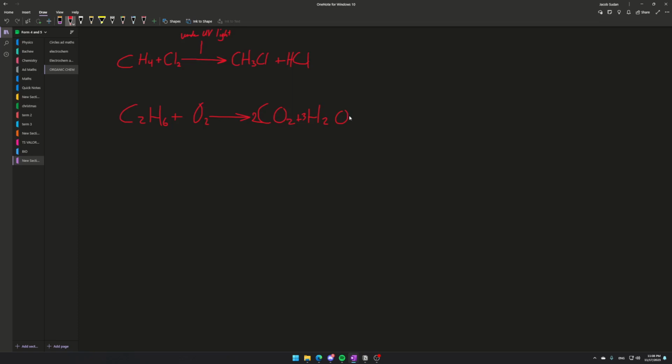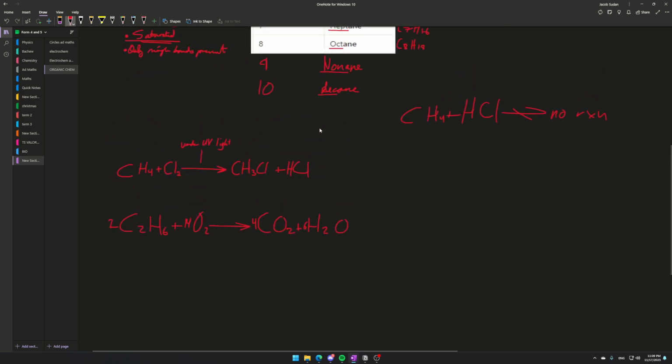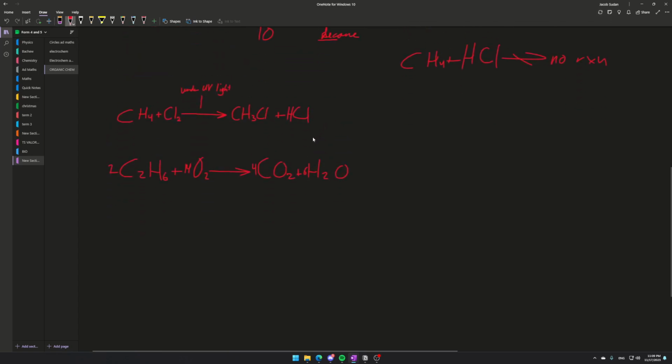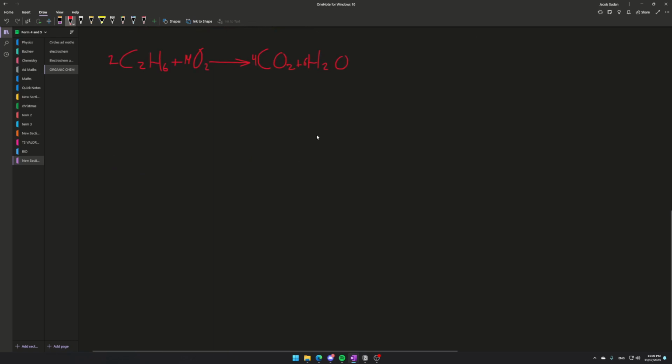We have 4 and 7. We can't put 7 on 2, it's 7 over 2, but instead we multiply everything by 2. So we get 14, 2, 4, and 6. Right, so this is the burning. This is the complete combustion of an alkane.